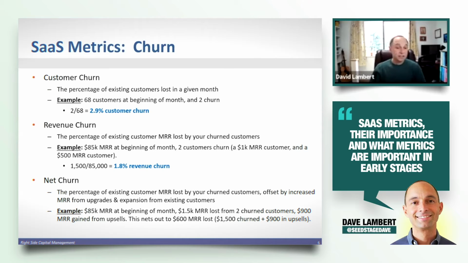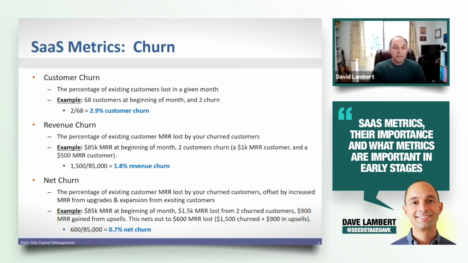I don't know if it was from one customer or across 3 different customers, and we gained $900 in MRR. So at the end of the day, we only lost $600 in MRR from our customer base. So that's 600 divided by 85,000, and we had 0.7% net churn. So net churn is really the most important one that you want to track, but you want to be aware of them all. And one thing to realize is net churn can sometimes be negative.